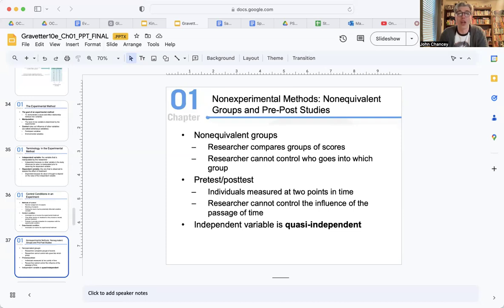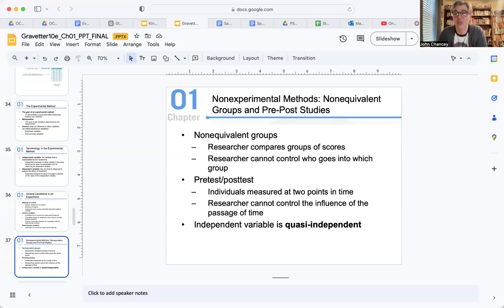Okay, sometimes we have non-equivalent groups where the researcher compares groups of scores, but they can't control who goes into the group. Maybe you're comparing two classrooms on a campus that you're allowed to research in, but you don't get to pick the classes because that's just who's available to you. So you have non-equivalent groups. Maybe they're similar in some cases, but not always in others.